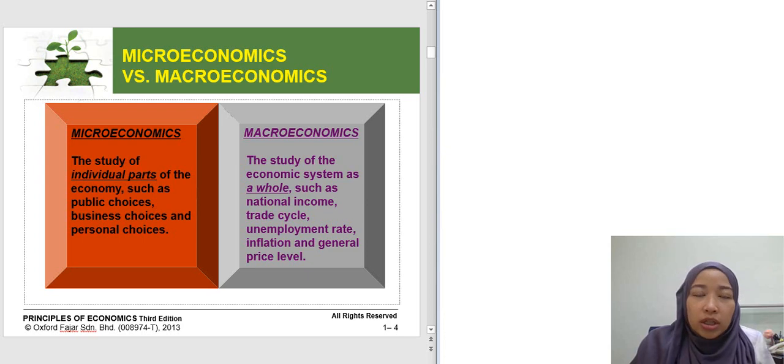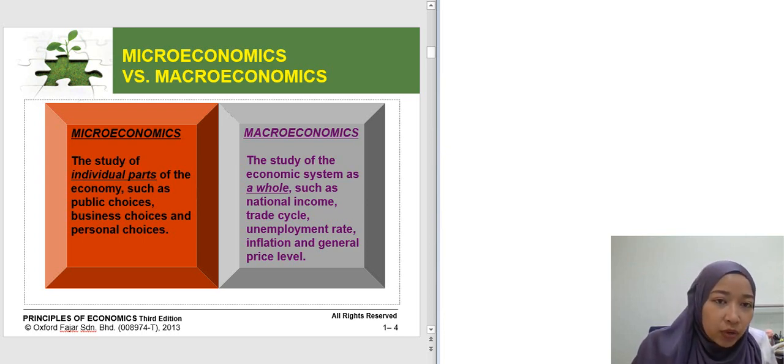But if we are talking about producers, how do producers make choices in the economy? For example, if you have an amount of capital and you want to make choices whether to produce product A or product B, if you want to produce more of product A, you have to reduce the production of product B. Or if you want to produce more of product B, you have to reduce the production of product A. That is an example of things that we are going to learn in microeconomics.